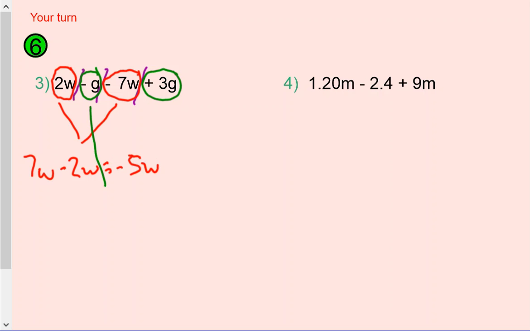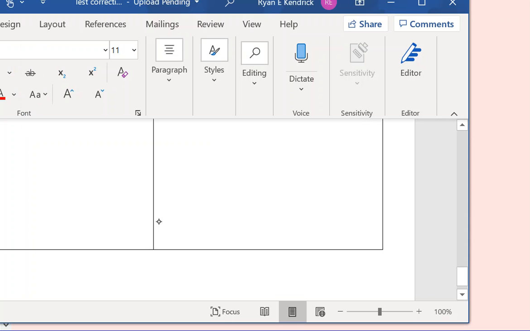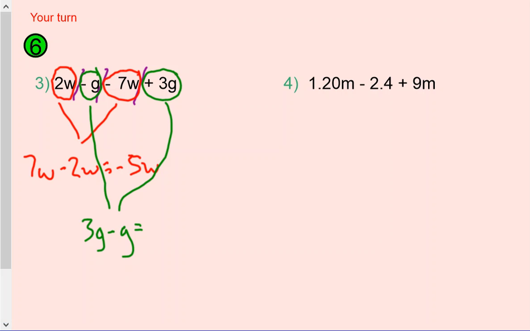And then we have minus g plus 3g, and the 3g has a larger absolute value, so we're going to keep that sign, and we can do 3g minus g, and that will leave us with 2g. Now we can combine, and we will get 2g minus 5w.